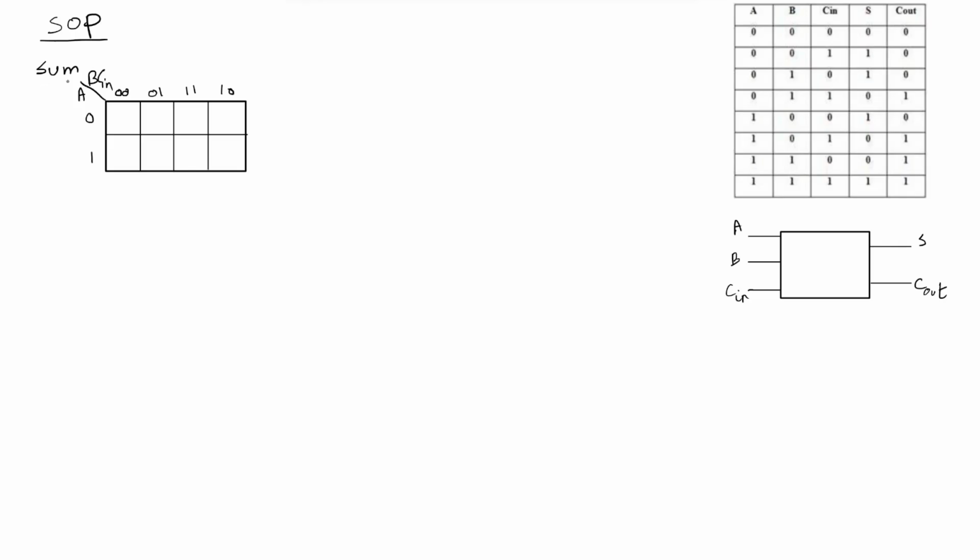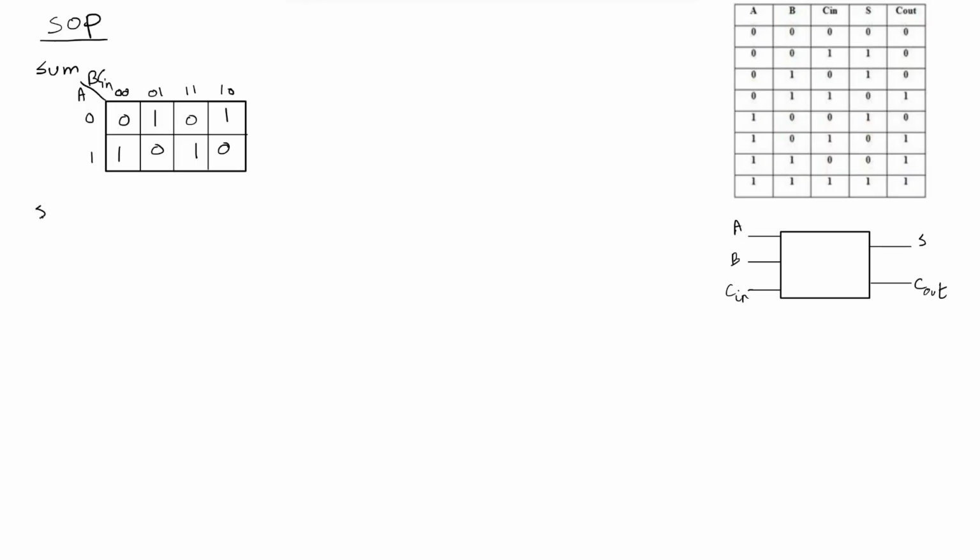So let's check where the sum is 1. It's 1 in this area for 0, 0, 1. It's 1 again in this area, which corresponds to 0, 1, 0. Again it's 1 in this area, 1, 0, 0. And lastly, for 1, 1, 1 the sum is 1. The rest are zeros. As we can see, we cannot group any adjacent ones together, so they have to remain separate.